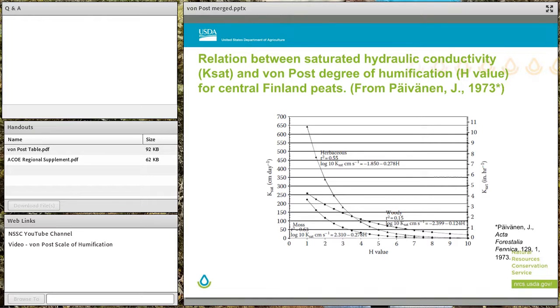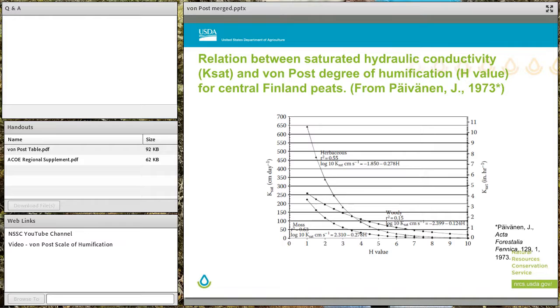Another thing that has been shown to relate is hydraulic conductivity and Von Post. This is a publication in Finland on Finnish organic soil materials, and again they show a relationship, probably not as strong as we saw in the data for bulk density, but by breaking it down into vegetation types, there is a relationship. As you'll note, this is not a linear relationship, but there is definitely a relationship there.